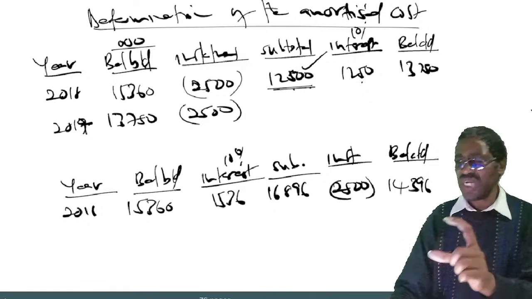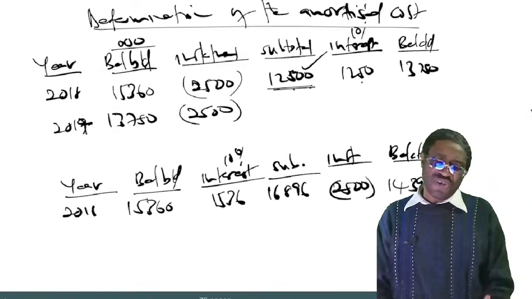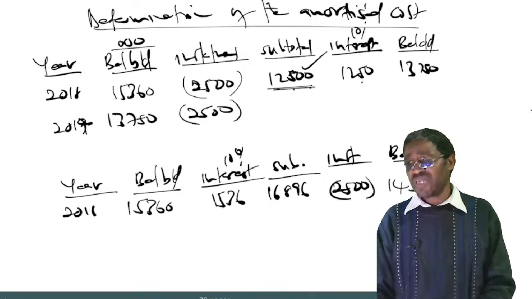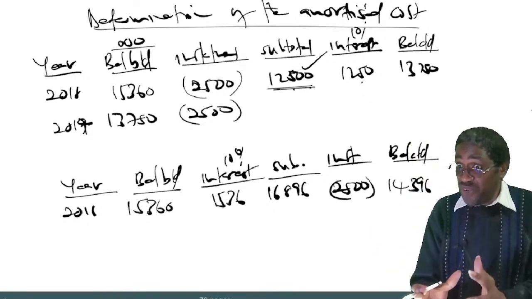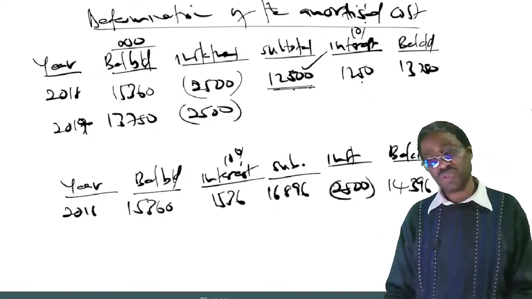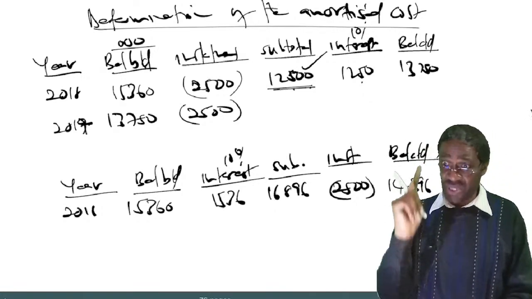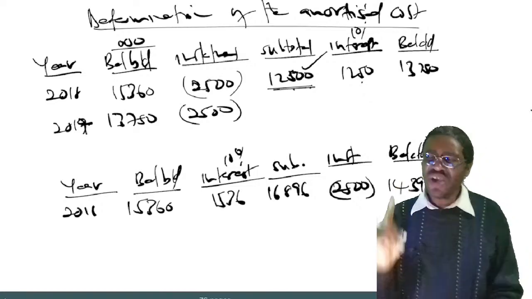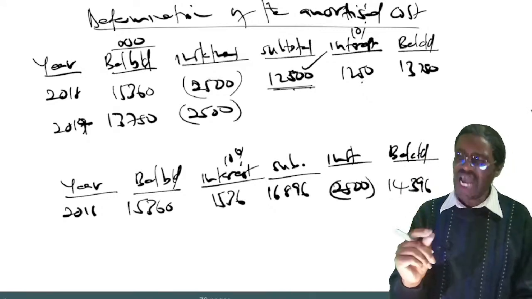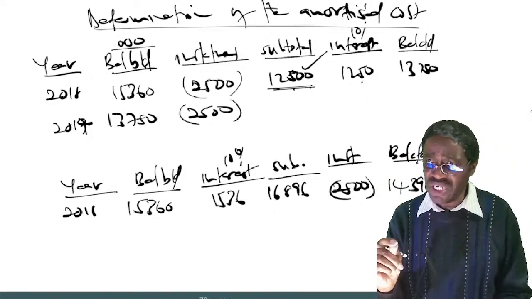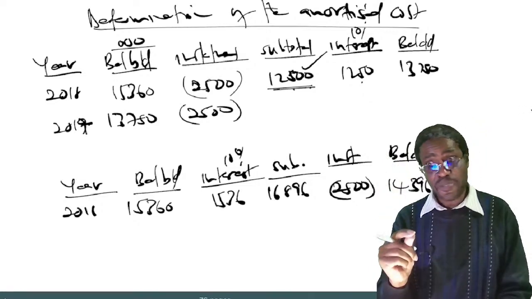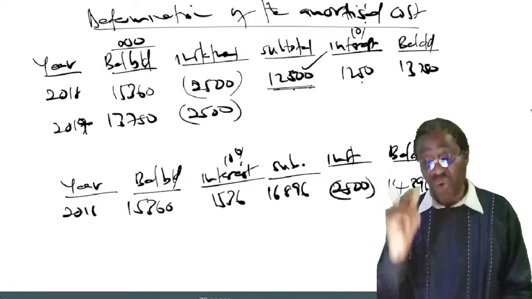So already you can see the two tables are different. But I started with the same liability of 15,360. But the interest charge is different, and the liability by the end of the year is different also. So what I'm trying to say is this. Whenever you have a question for lease, first ask yourself, are we paying our installments in advance, or are we paying our installments in arrears? It depends on the question.